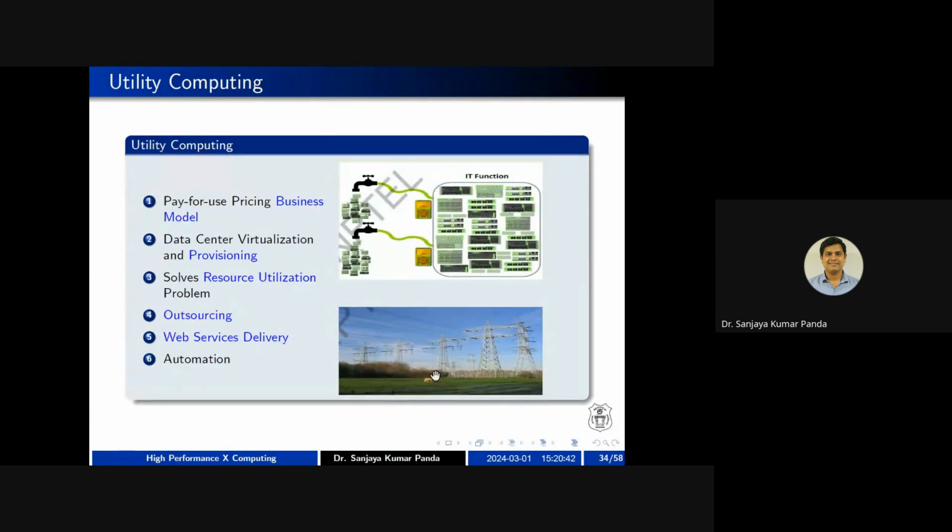So the main idea of going for utility computing is to improve the resource utilization. Resource utilization is quite poor in the previous cases. So in this case, we want to enhance the resource utilization. That's why we are going for utility computing.